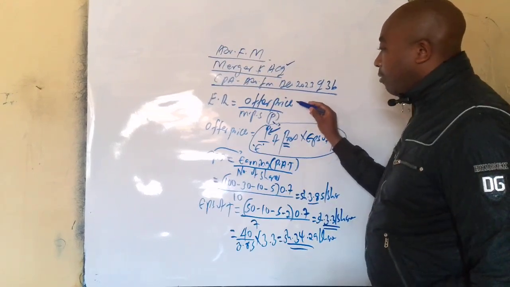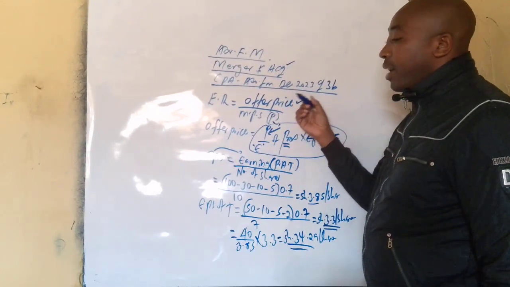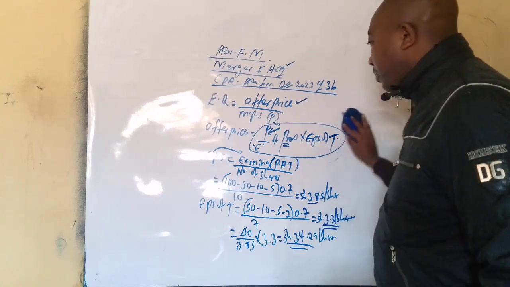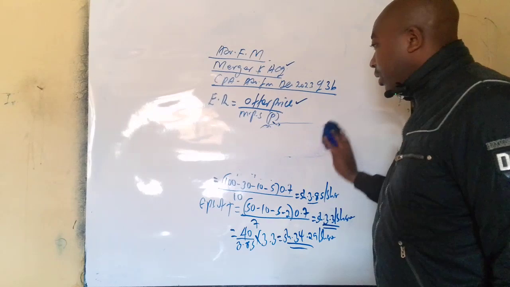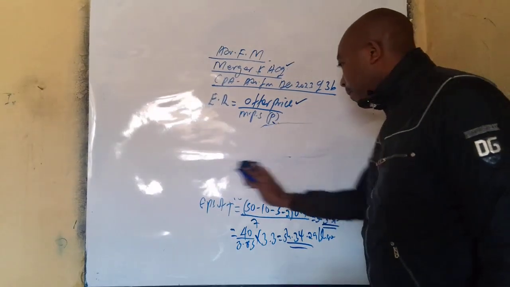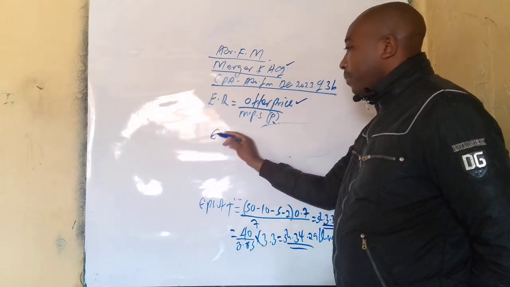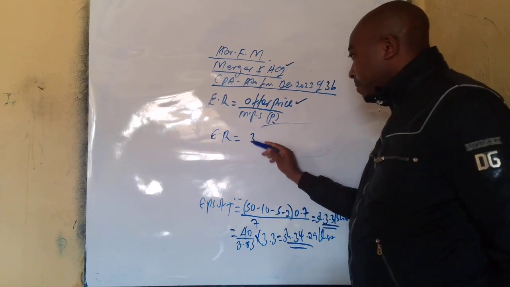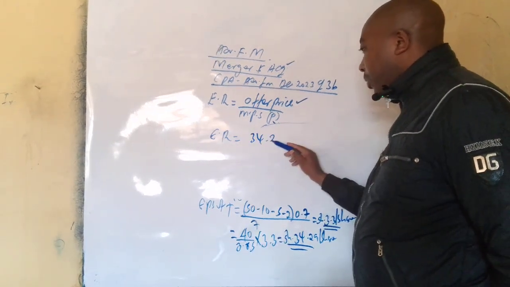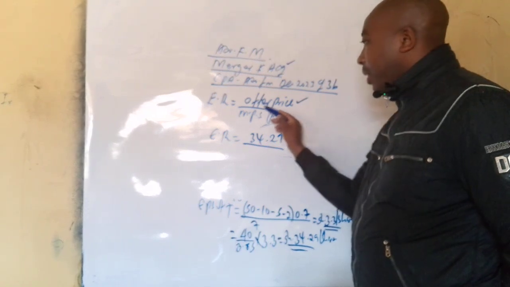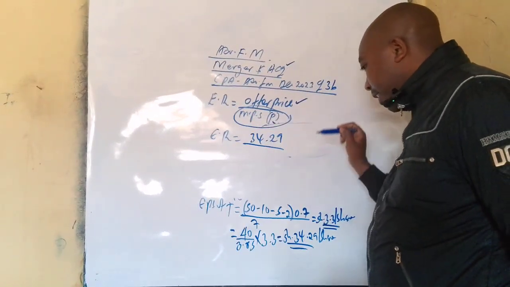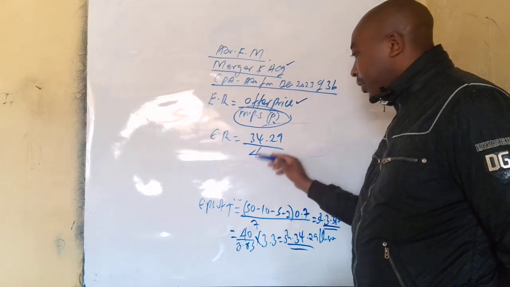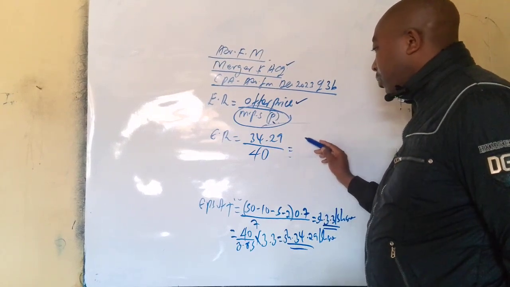Having gotten that offer price, we can now compute the exchange ratio, because the question, they wanted the exchange ratio. So I will just come here and say exchange ratio is equal to offer price, which is 34.29. I divide by the market price of the predator, which is shillings 40. That gives you 0.0.